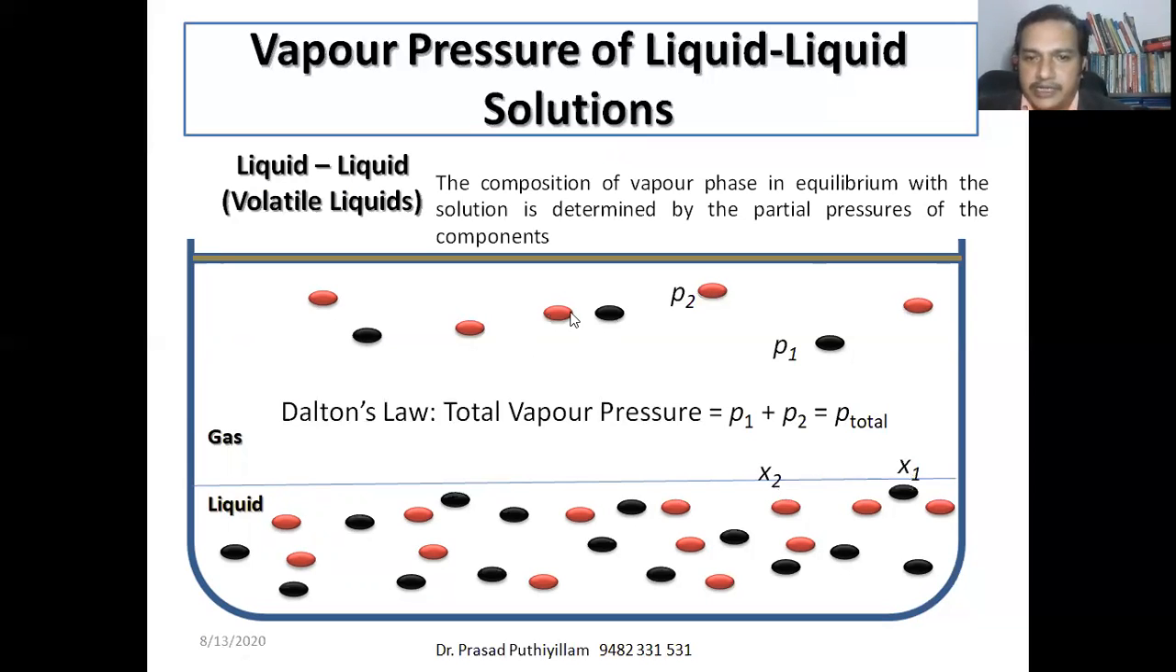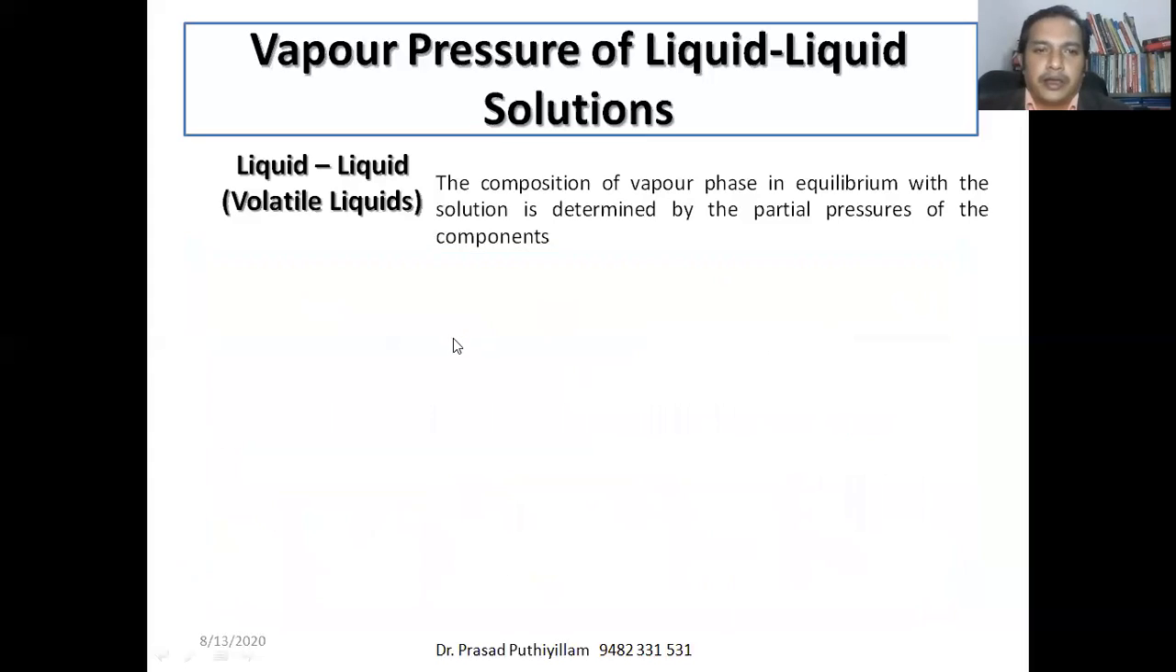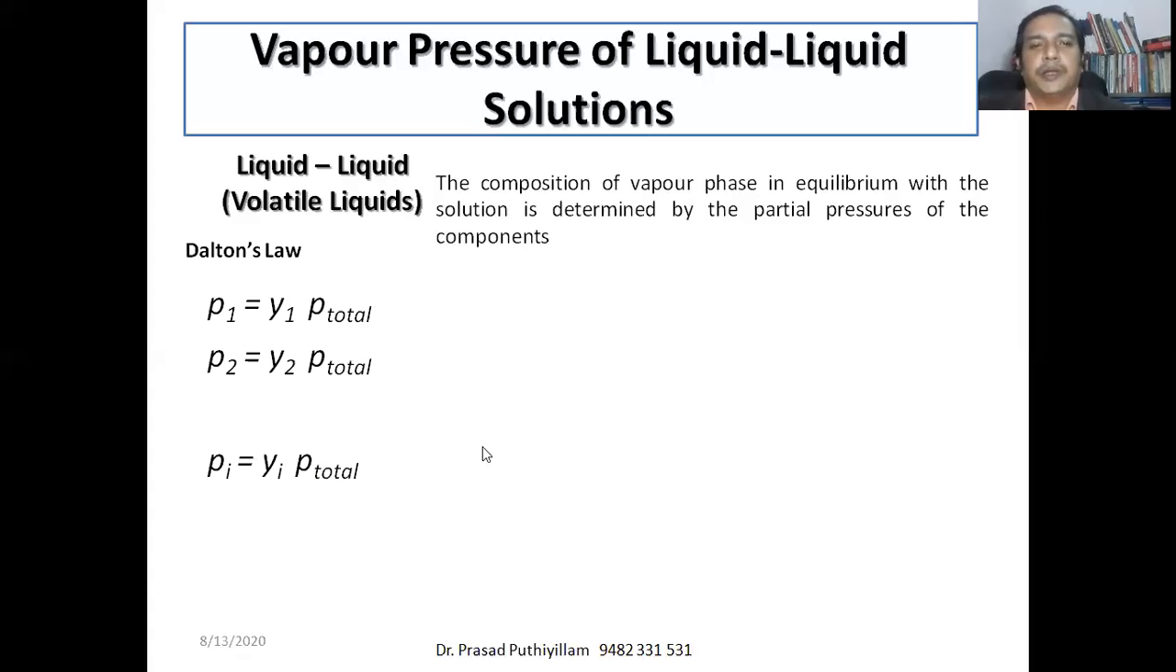When they are in the gaseous state, their mole fractions will not be x1 and x2. When they are in the liquid state, we call them x1 and x2. When they are in the gaseous state, we have to consider their mole fractions as y1 and y2. Therefore, with the help of Dalton's law, we can say that P1 is equal to y1 P total, or P2 is equal to y2 P total, or Pi is equal to yi multiplied by P total.